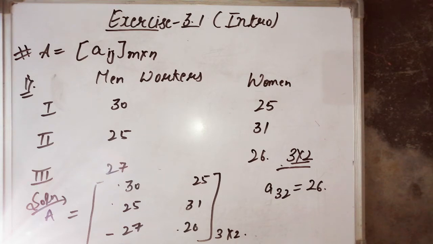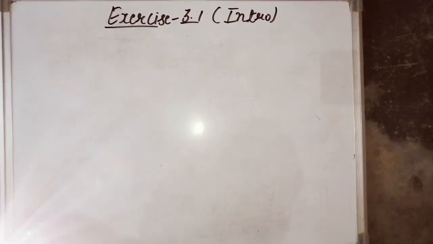Now, next the examiner will ask you some basic questions, like construct a 3 cross 2 matrix, and he will provide you some elements in the given structure. Now let's have a look at some other example, but before that pause the video to note it down.